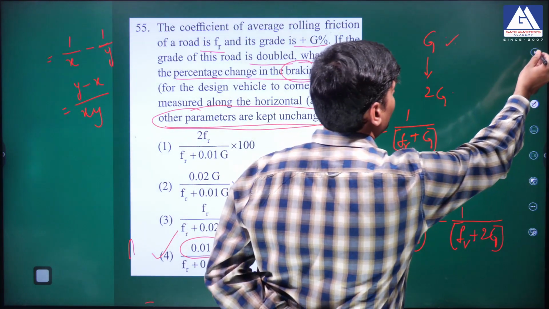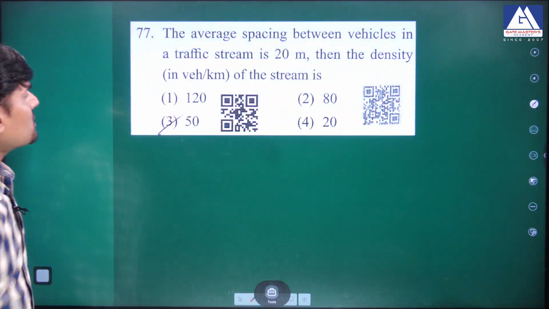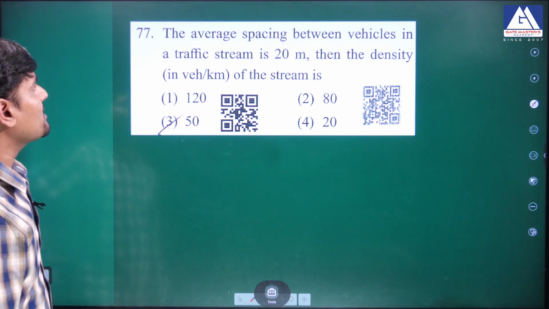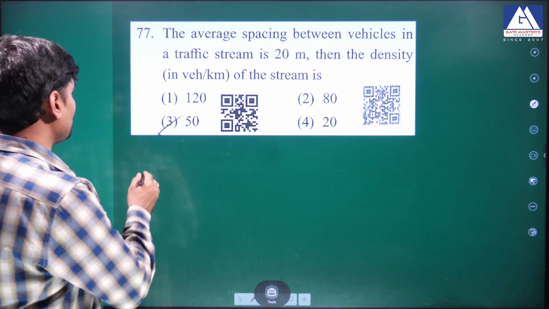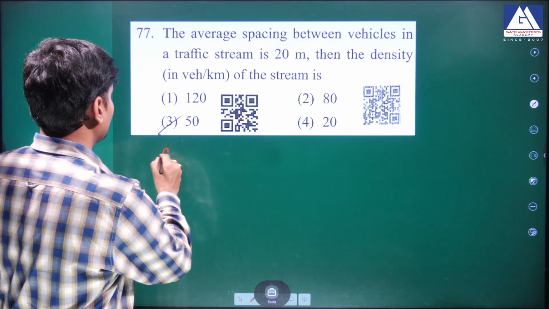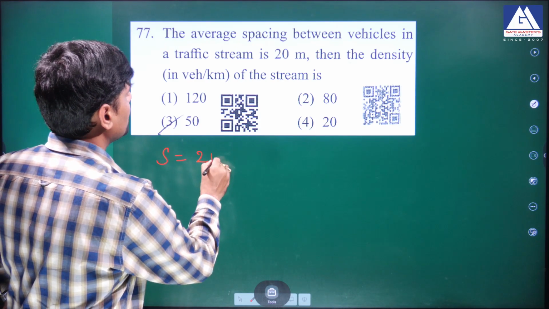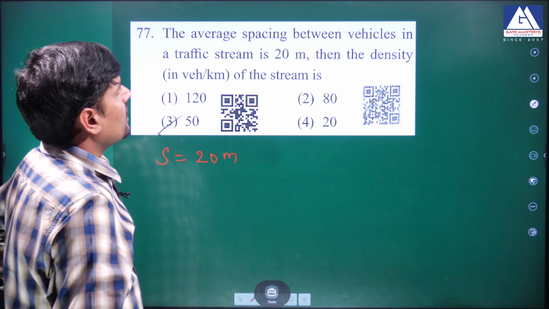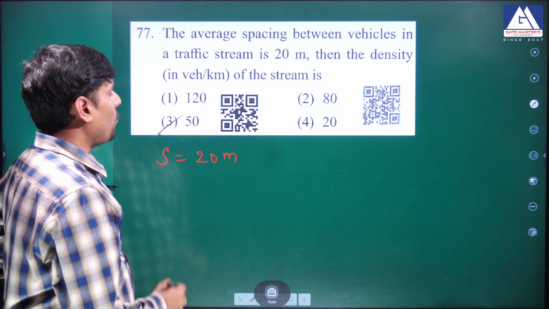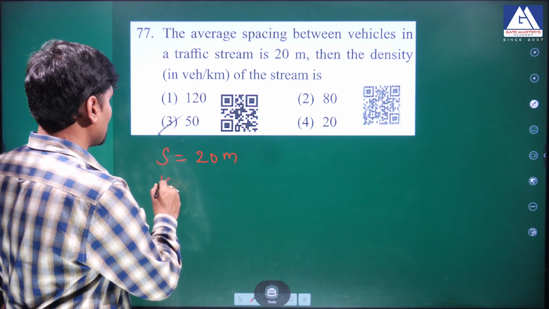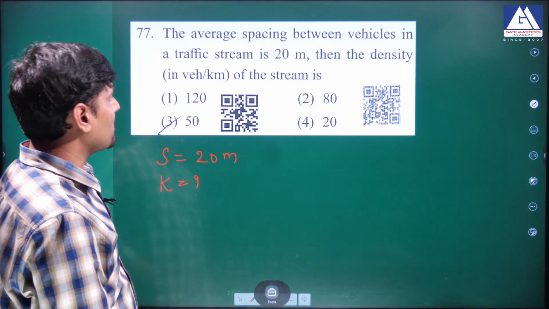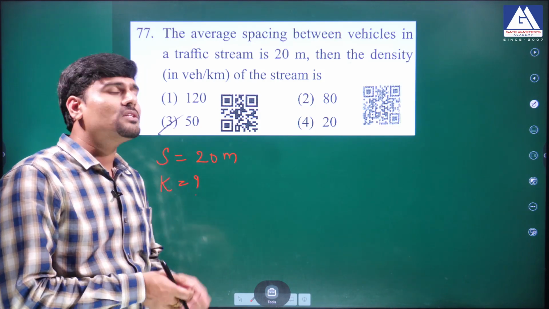Moving on, the next question is, the average spacing between vehicles in a traffic stream is 20 meters. That means the spacing is given, S is 20 meters. Then what is the density of the stream? So he is asking for the K. K is being asked. So here, what is the relationship between the spacing and density?